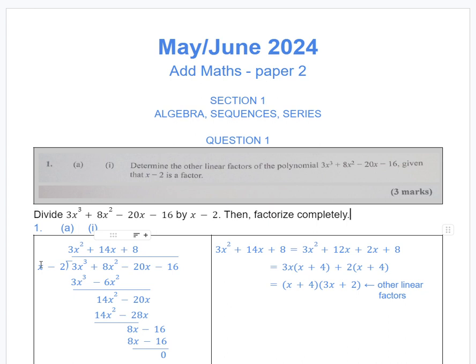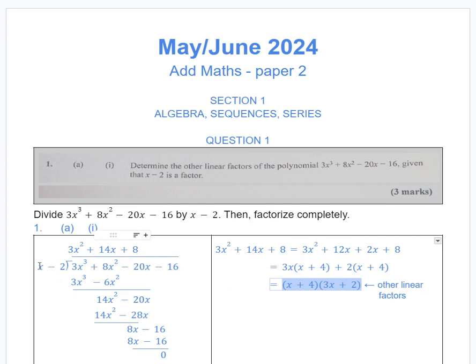So what we're going to do here, x minus 2 into this polynomial. You'll get this here as the quotient, and of course you have to end up with a remainder of 0 because x minus 2 is a factor. So yeah, our quadratic, we will factorize that further, and that would give us the two other linear factors that they want us to answer. Right, it's the factorized version of the quadratic.